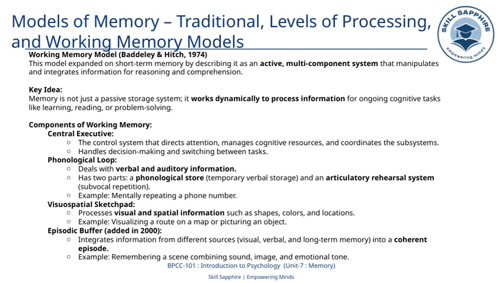Next, there's the phonological loop. This part handles verbal and auditory information. It's made up of two parts: a phonological store, which temporarily holds verbal sounds, and an articulatory rehearsal system, which subvocally repeats information to keep it active. For example, mentally repeating a phone number relies on this system.